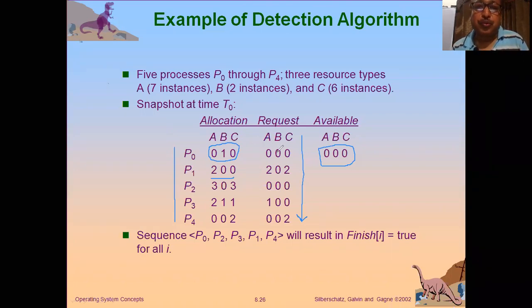For that, my Work is equal to this. This is my Work. Because if I am able to find some safe sequence, I will be able to say that the system is not in a deadlock state. Okay, Finish: I make all of these false.